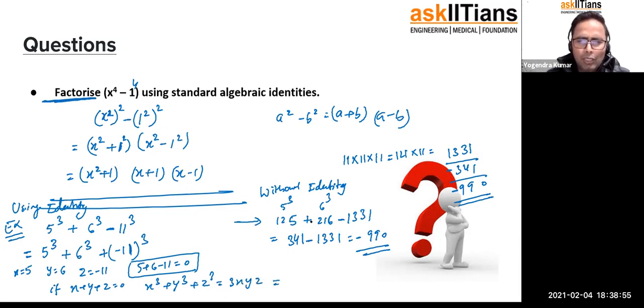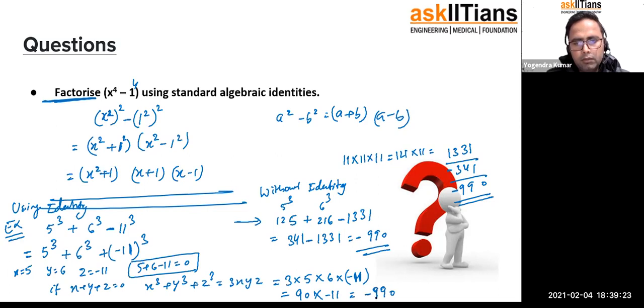So that's why you don't need to do this stuff. You can just write down the answer as 3 times 5 into 6 into minus 11. Minus 11, right? Not 11, minus 11. With sign we need to write. So what are we getting here? 30 here. 30 into 3, 90 into minus 11, and 11 nines are 99.